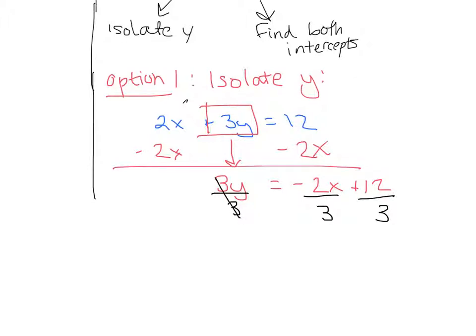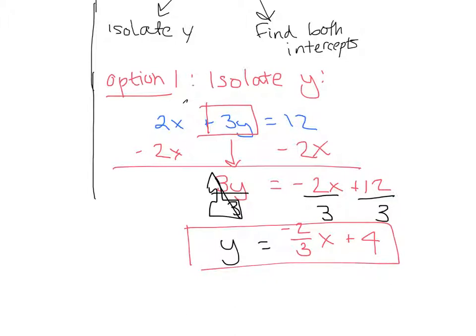So these 3's are going to actually divide to be 1. Okay, so I don't ever need to write 1y, I can just write y. And then I don't know what negative 2/3 is, but I'm just going to leave it like that because fractions are my friends. Plus, and then 12 divided by 3 is 4. So now I have my equation in slope-intercept form, and I can graph it. Okay, now, that was option 1. Let's talk about option 2.